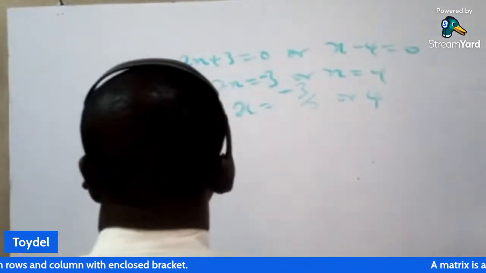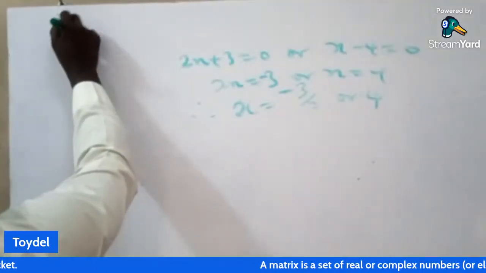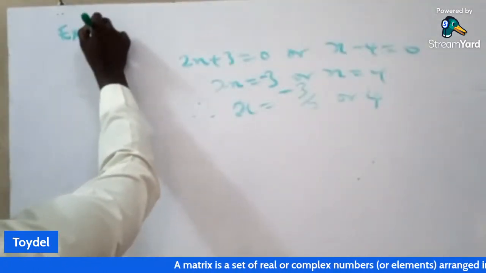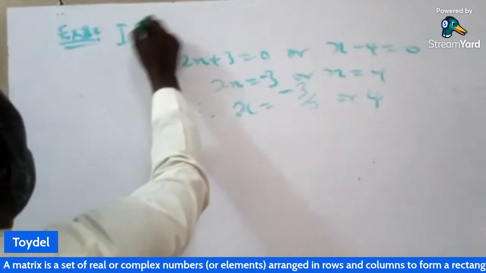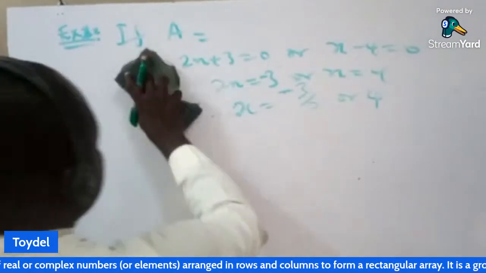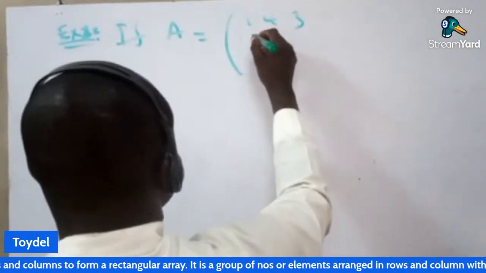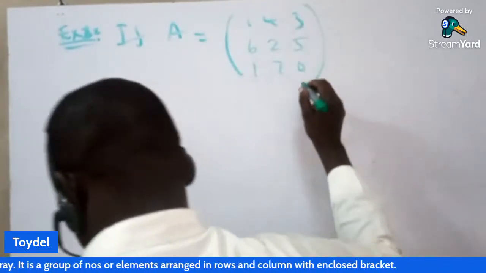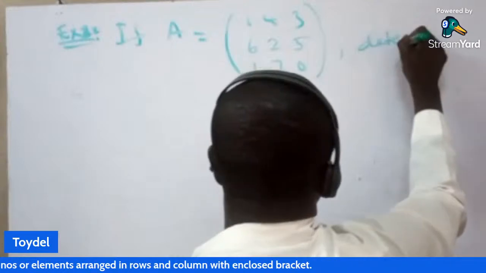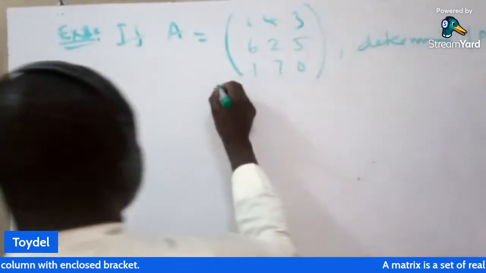Okay? So that example is just an example under 2 by 2 matrix. Now let's take another example where we have a 3 by 3 matrix. Then I will use that example to explain. How do we find the determinant of a 3 by 3 matrix? If A is equal to 1, 4, 3, 6, 2, 5, then 1, 7, 0. The question now says determine the determinant of A. This is the symbol for determinant.